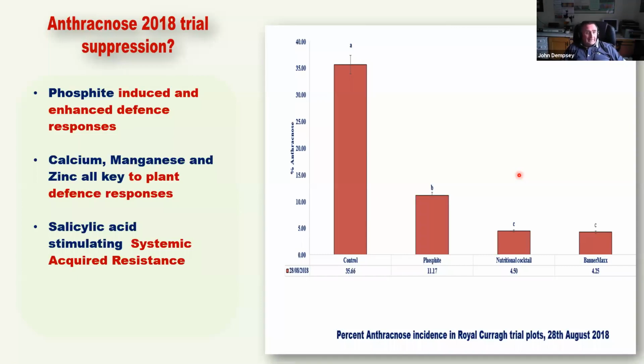We also included salicylic acid in that cocktail, and we also had silica. So the combination there of various nutrients, but also defense enhancers, was very effective at reducing anthracnose.